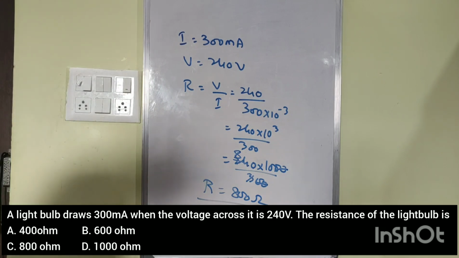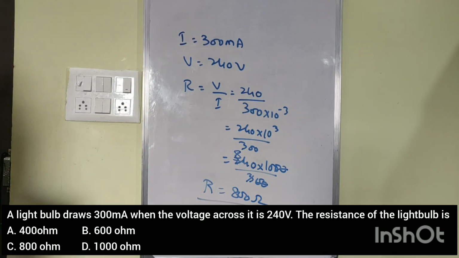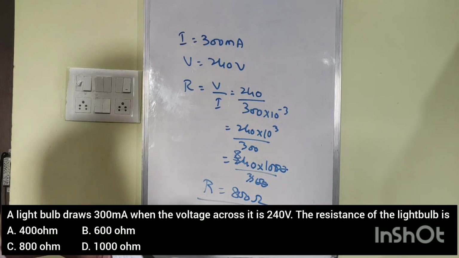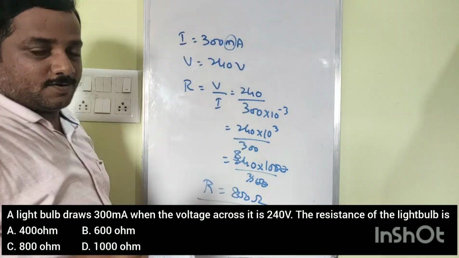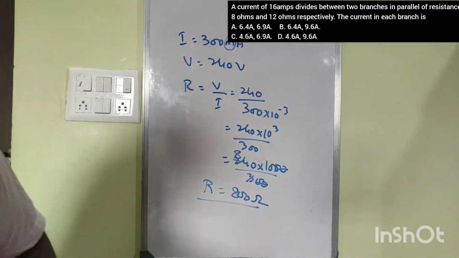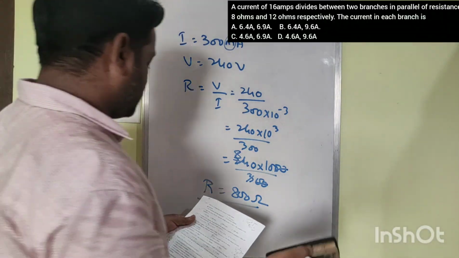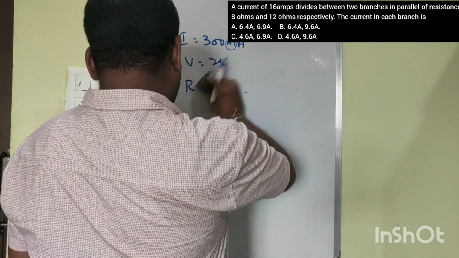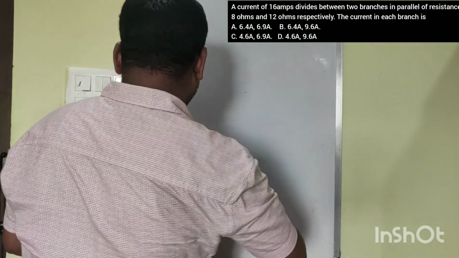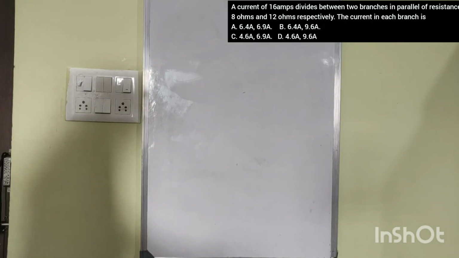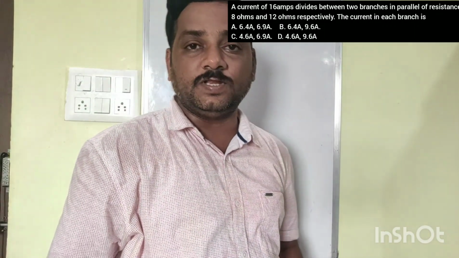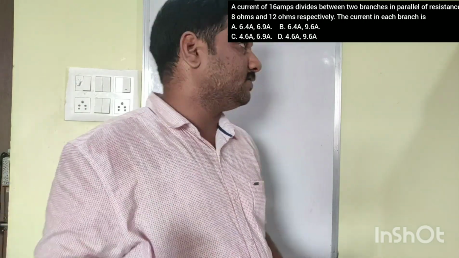A direct question has been given. Even this type of questions will be asked in the exam. Only the thing you need to be very careful about is the units. Now let's take a tricky question here. A current of 16 amperes, you can read the question on the screen, divides between two branches in parallel of resistance 8 ohms and 12 ohms respectively. The current in each branch is dash.